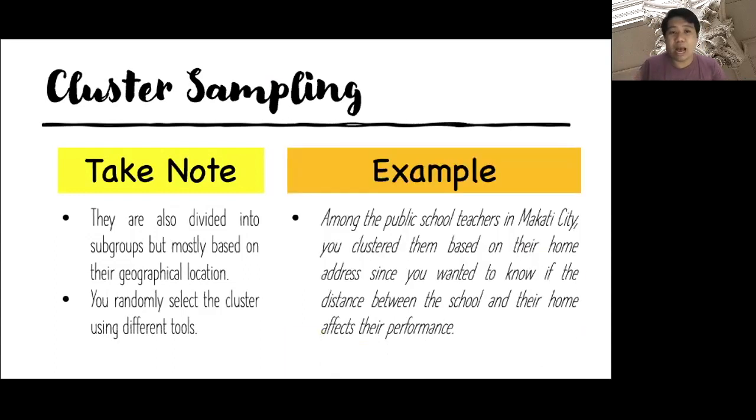So an example, among the public school teachers in Makati City, you clustered them based on their home address since you wanted to know if their distance between the school and their home affects their performance. So that's an example of cluster sampling. Kasi diba, may kanya-kanya po silang location. So anong example nito in illustration?